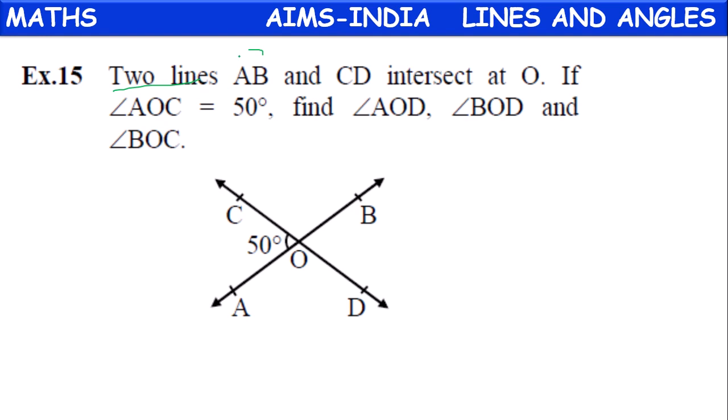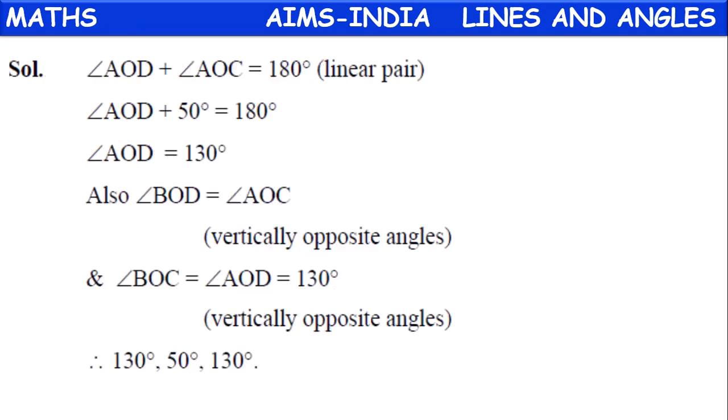Two lines AB and CD intersect at O. If AOC equals 50 degrees, find AOD. AOD how much? BOD how much? BOC how much? One angle is given, three angles we have to find.